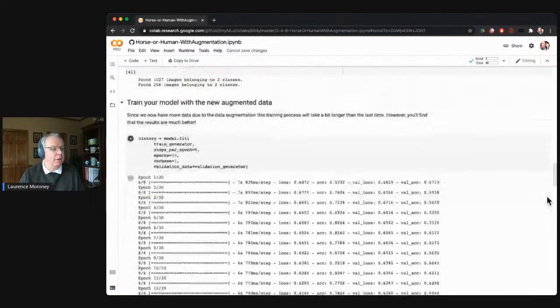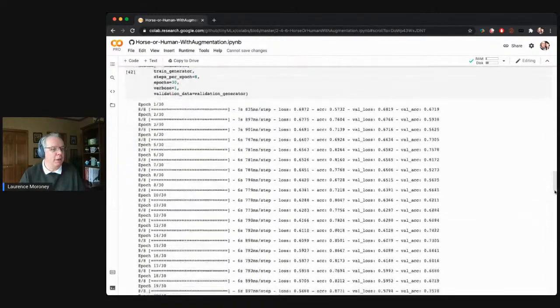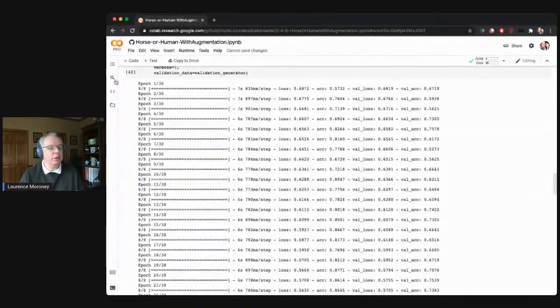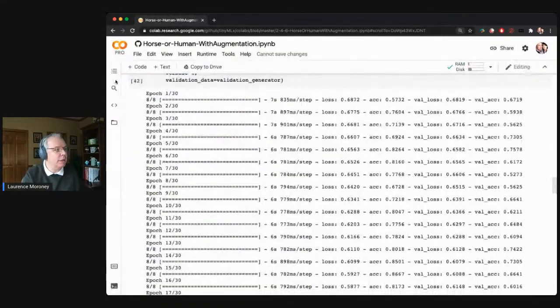So, sorry, let me just scroll down. My mouse is not behaving. All right, so I'm going to scroll down here and show this model. Let me zoom in so you can see it a little better. So I've taken the horses and humans data. It's about 1,000 images of combined horses and humans. I've created the model that I was showing in the code, and then I've trained it.